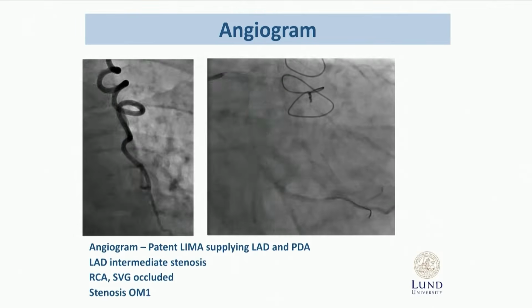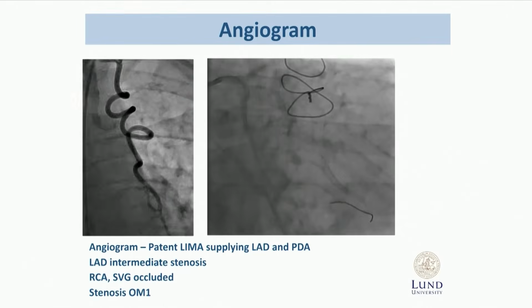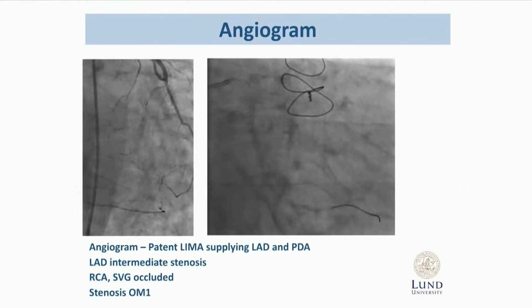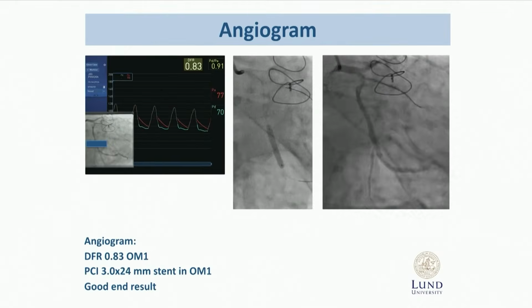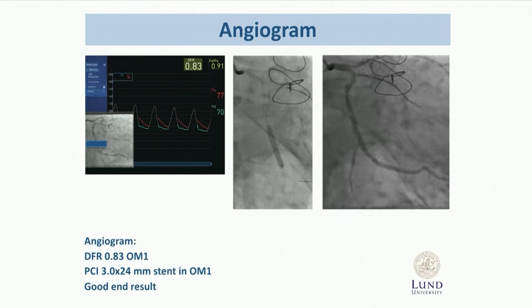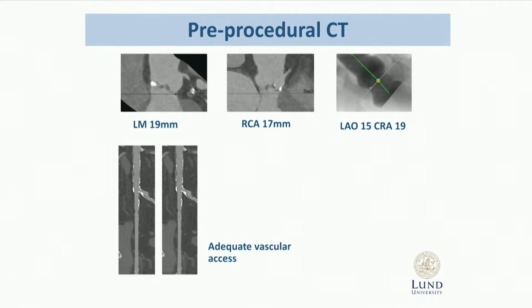And the angiogram showed a patent LIMA to the LAD and a stenosis in a marginal branch, and also an occluded vein graft to the right. He underwent a pre-procedural PCI towards that marginal branch, and as you can see, it was quite successful. The pre-procedural CT showed no annular calcification. There was, however, an eccentric leaflet calcification in the non-coronary cusp. The CT also showed good distance to the left main and the right coronary artery, and a benign angle for implantation, and an adequate vascular access.